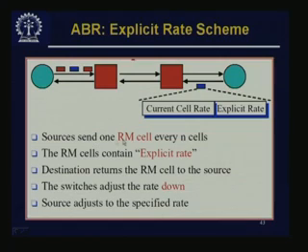So, sources send one RM cell every n cells. The RM cells contain the explicit rate that has been asked for. The destination returns the RM cell to the source. The switches adjust the rate down. That means if it is congested, it may adjust the rate down. The source adjusts to the specified rate. So, whatever rate comes through this going up and coming down through this negotiation, that is what the source finally has to accept.